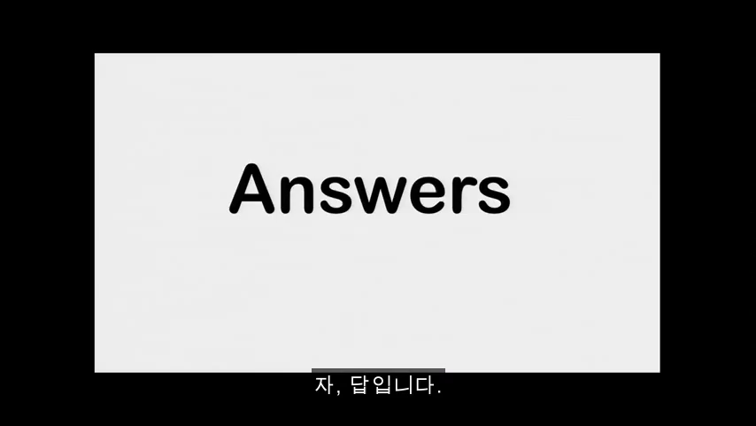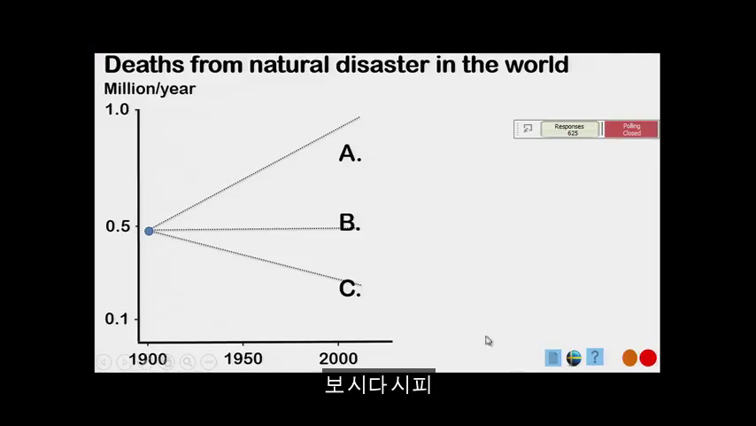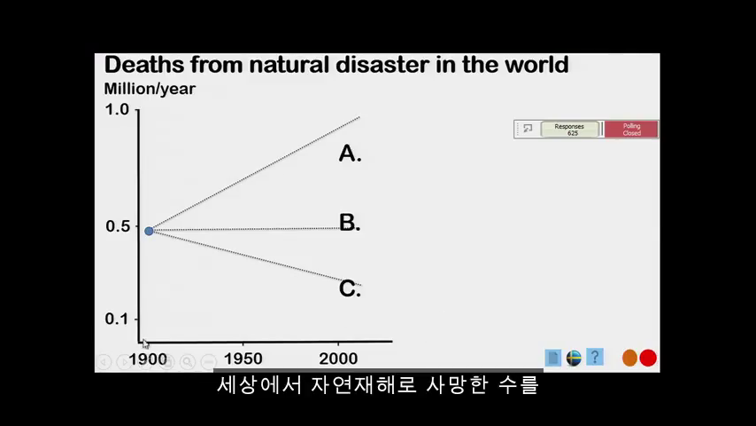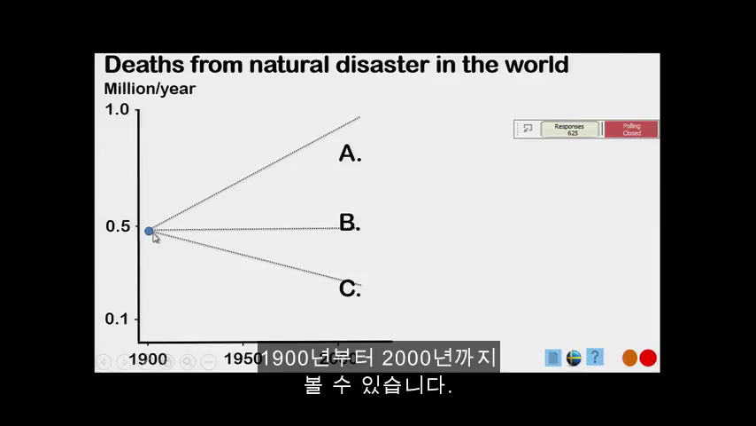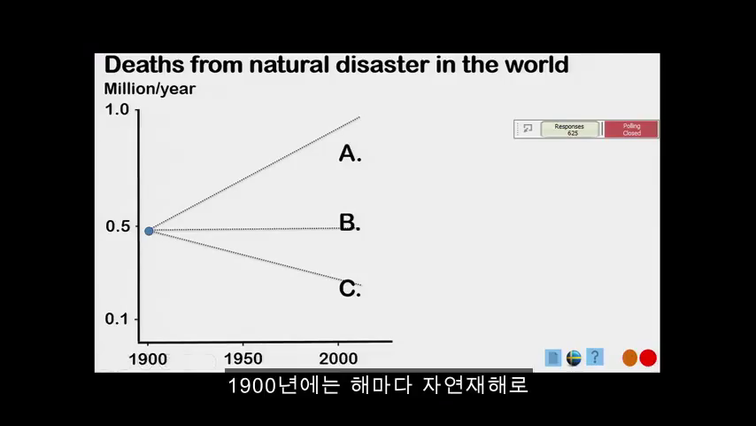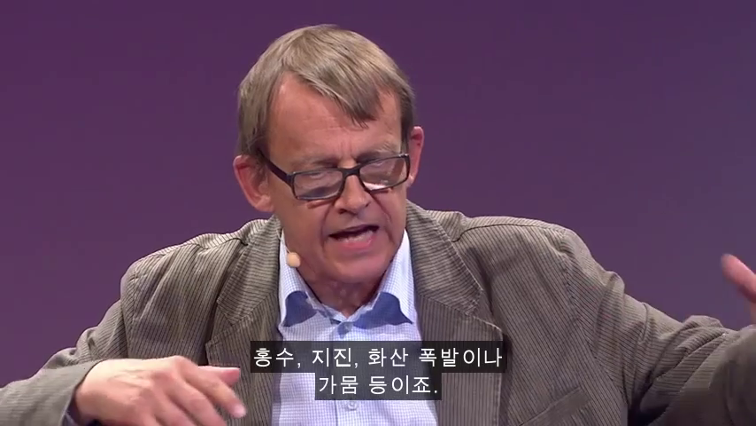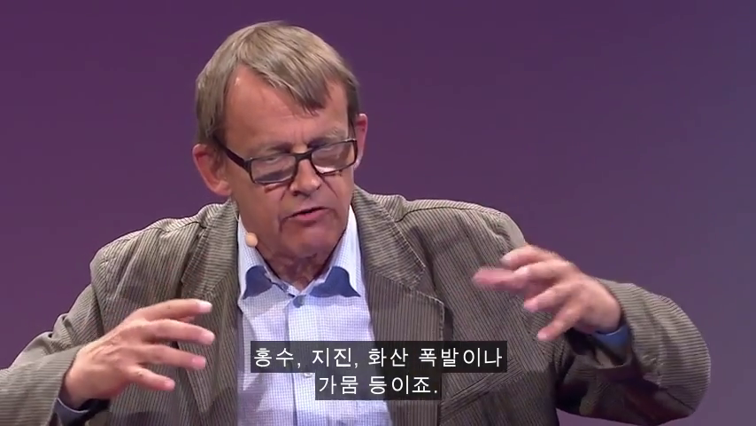Now, answers. You see, death from natural disasters in the world. You can see it from this graph here. From 1900 to 2000. In 1900, there was about 500,000 people who died every year from natural disaster. Floods, earthquake, volcanic eruption, whatever, droughts.